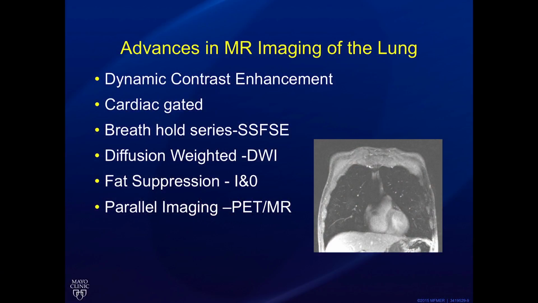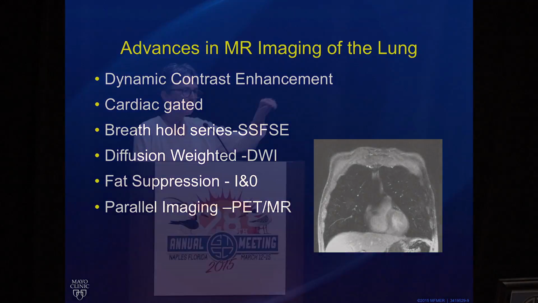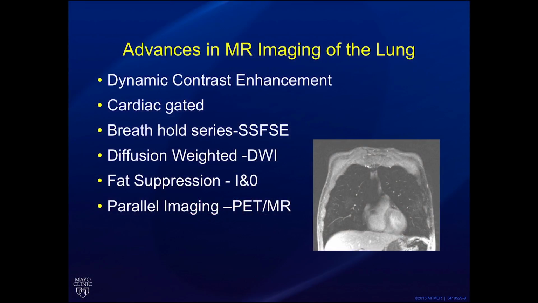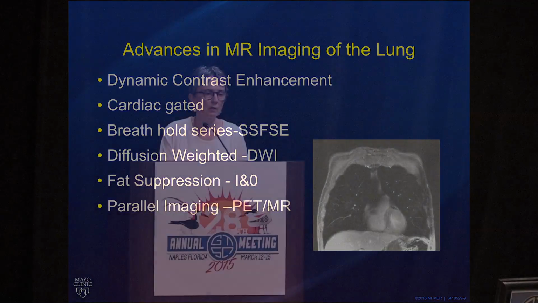Then fat suppression is something we use in MR all the time. It's one of the nice things on MR. You can get those little fat molecules to negate their signal, and things turn dark, and you can figure out what's fat and what's not, which is helpful. The big thing it's been used for is the adrenal glands: are these adenomas or adenocarcinomas? But it's also used for the thymus. And then parallel imaging. We're getting our first PET MR as I speak, and so I think you're going to see a lot of new things come out with that.